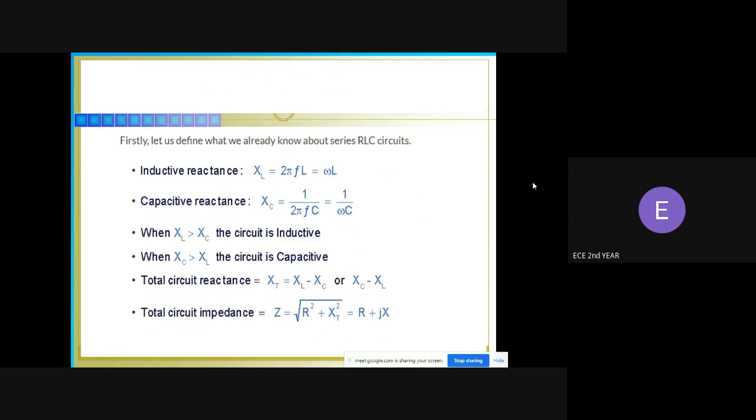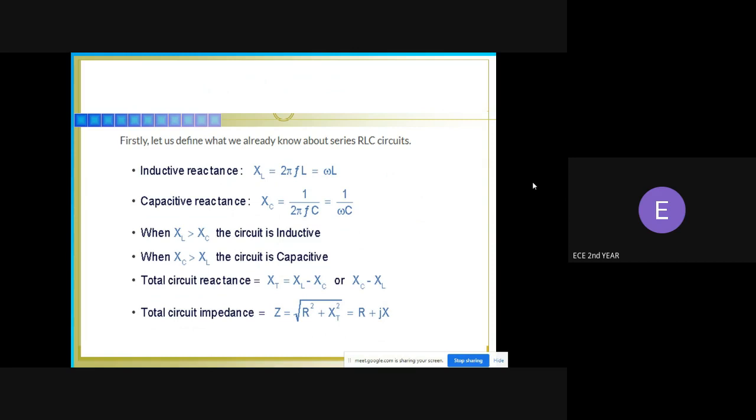What is the total impedance? Z is equal to the root of R squared plus (XL minus XC) the whole squared, or otherwise we can represent it as R plus jX. So Z equals R plus jX. That is the total impedance Z in a series RLC circuit.